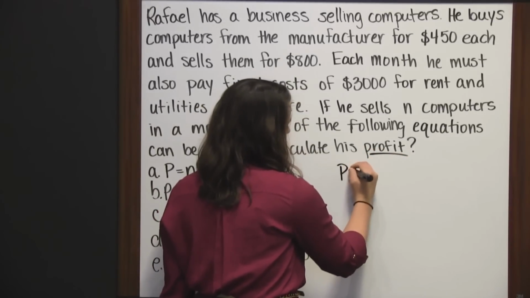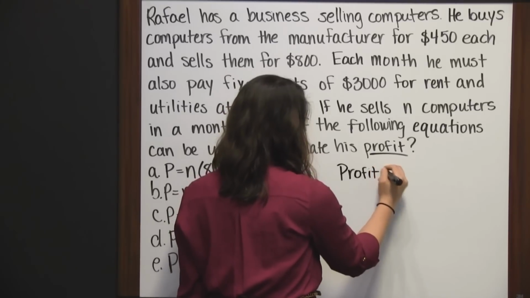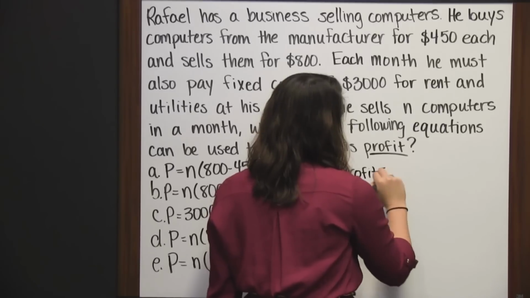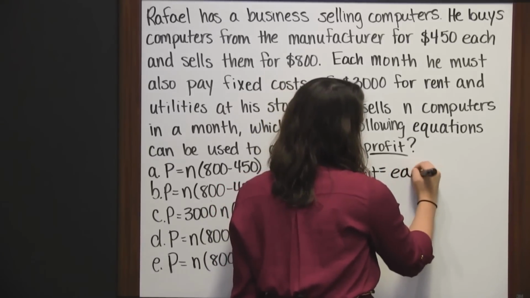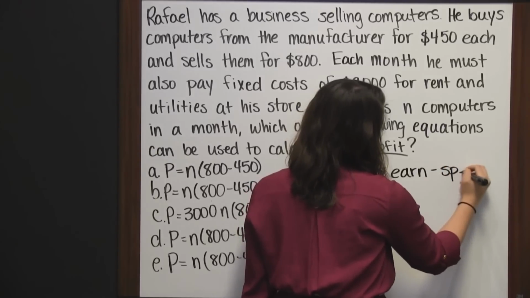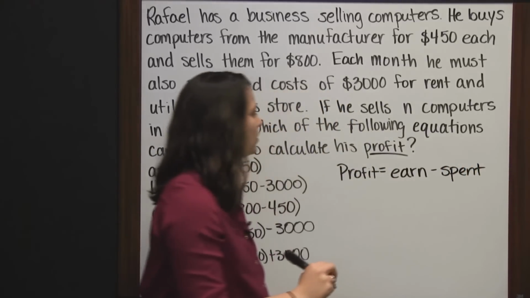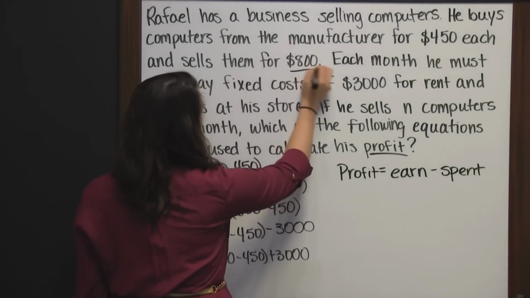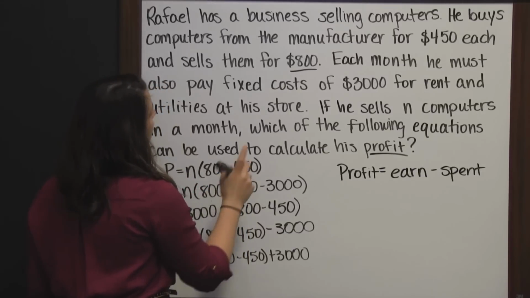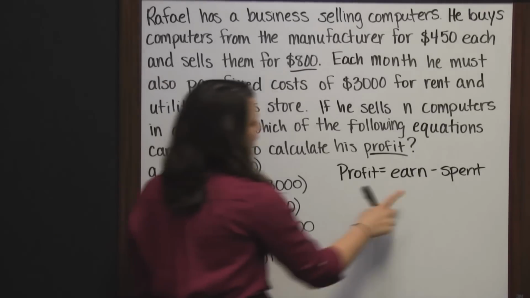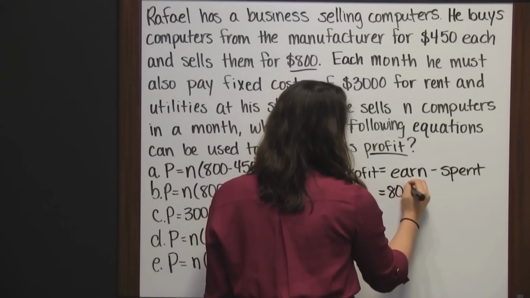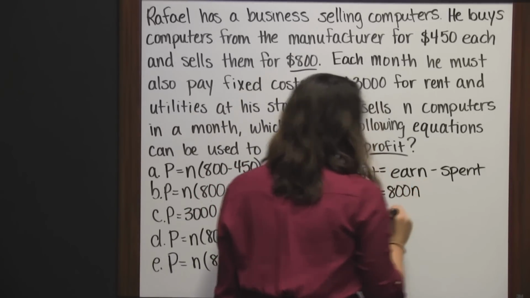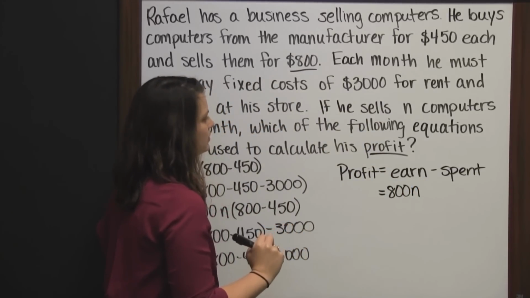Profit is found by subtracting the money you spend from the money you earn. So we know that he earns $800 for each computer that he sells. That's money he earns. $800 for each computer, which means to multiply times the number of computers he sells.